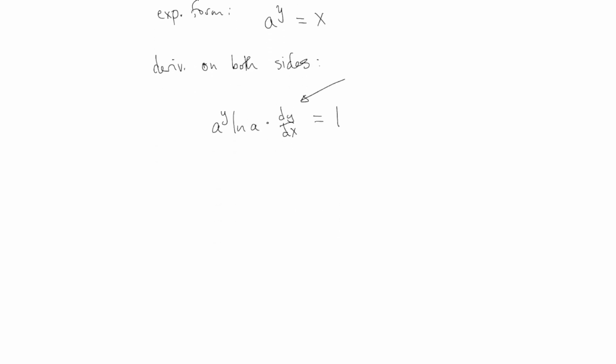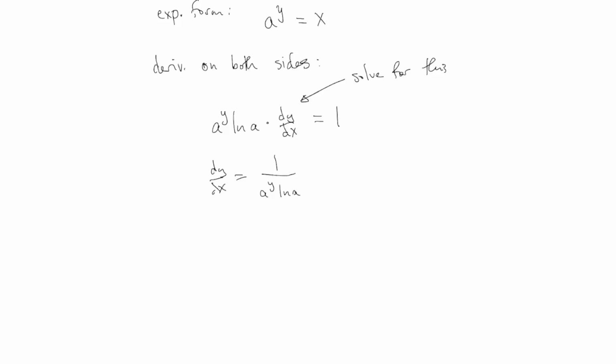So I'm going to solve for this. You do that by dividing this other stuff onto the other side because it's all multiplied here. So it's going to say dy/dx equals 1 over a to the y ln a. And then, finally, this will be the end of my little derivation here.